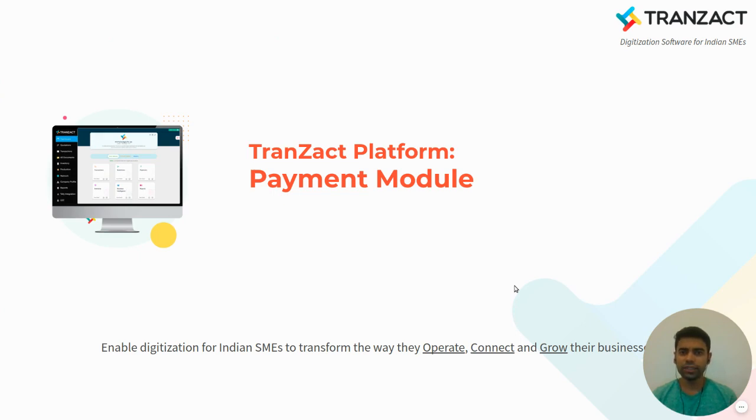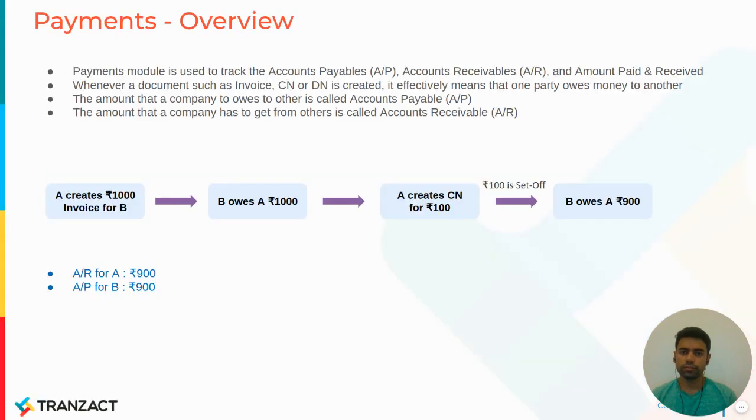Hi, in this video we are going to talk about the payments module of TranZact. The payment module is used to track the accounts payable and accounts receivable of a company. So whenever a company creates an invoice, credit note or debit note, it effectively means that it either has to pay another company a certain amount or it will be receiving a certain amount from another company.